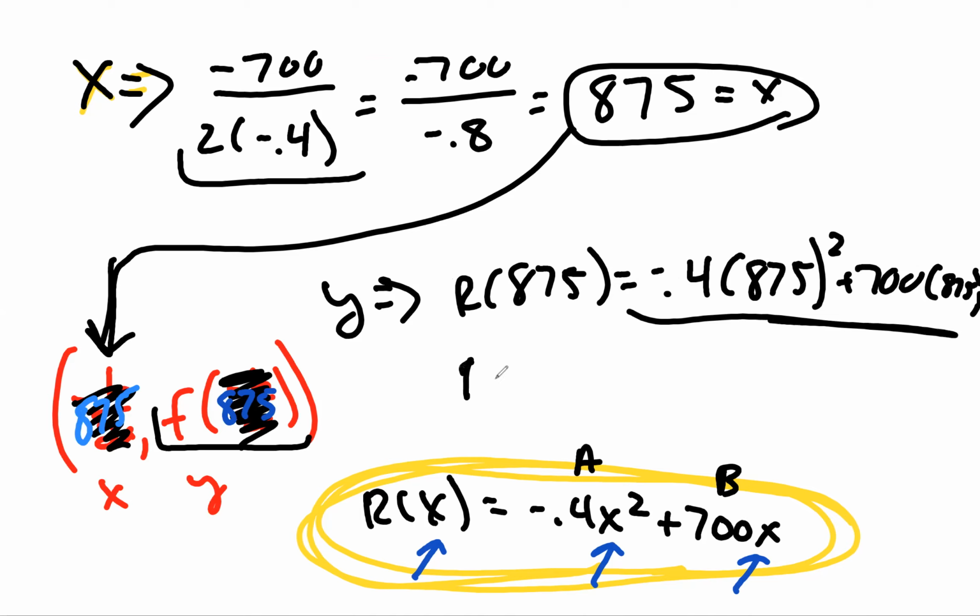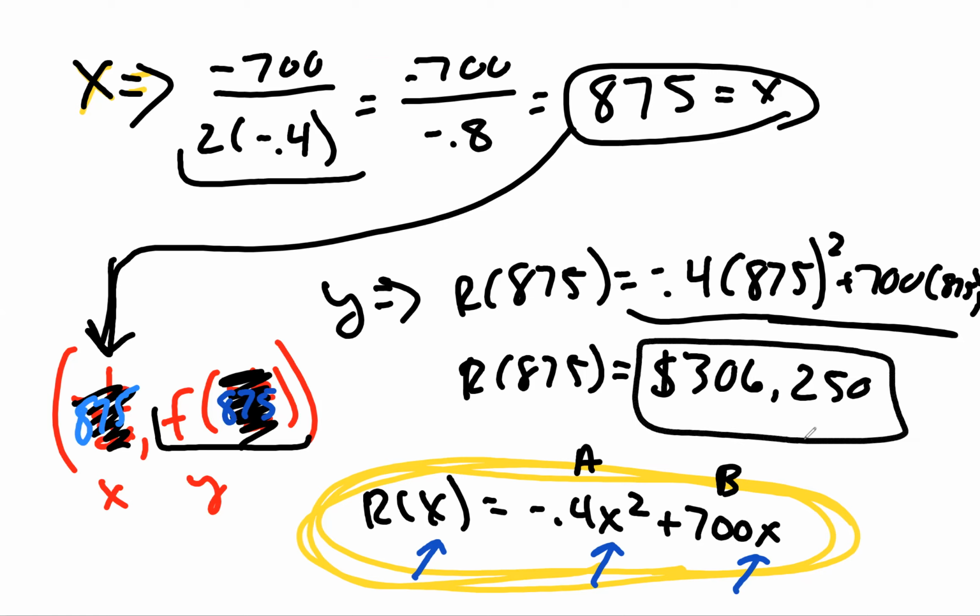And so what will happen is when I do that, I'm going to get a big number, 306,250. Now the question was, how much is the max revenue? Since I'm talking about dollars, I'm going to put a dollar sign in front of this, and here's my final answer. The maximum revenue that I can get from whatever it is I'm trying to do is $306,250. Now, I'm totally done. This is my final answer.